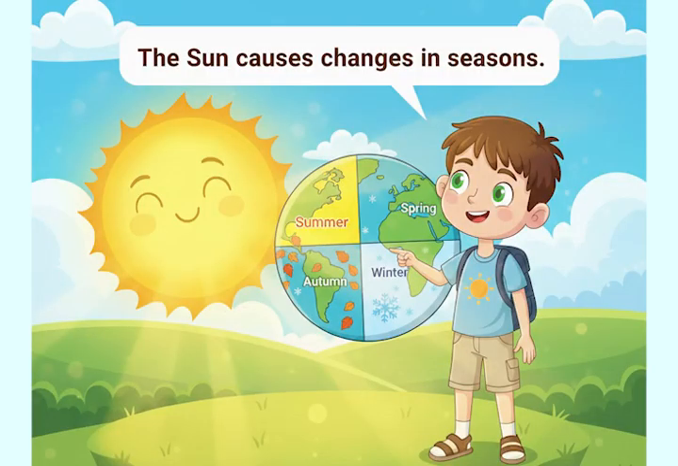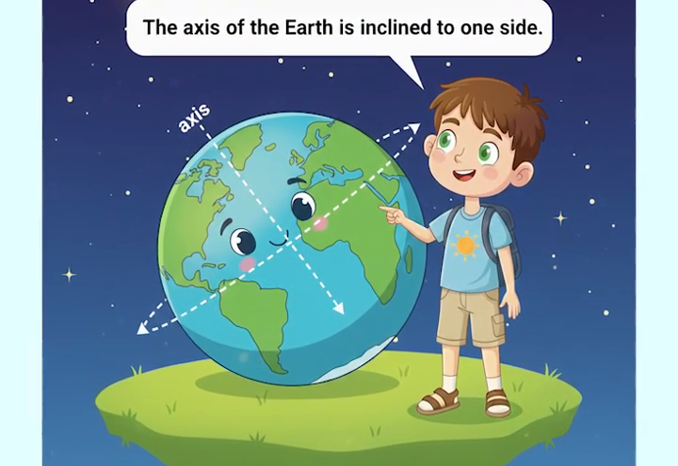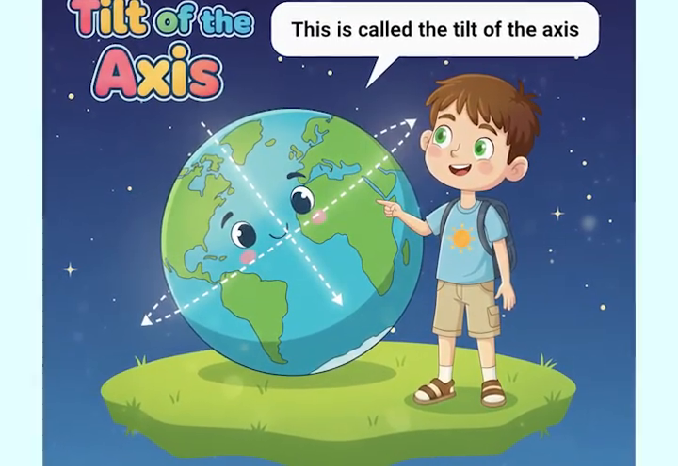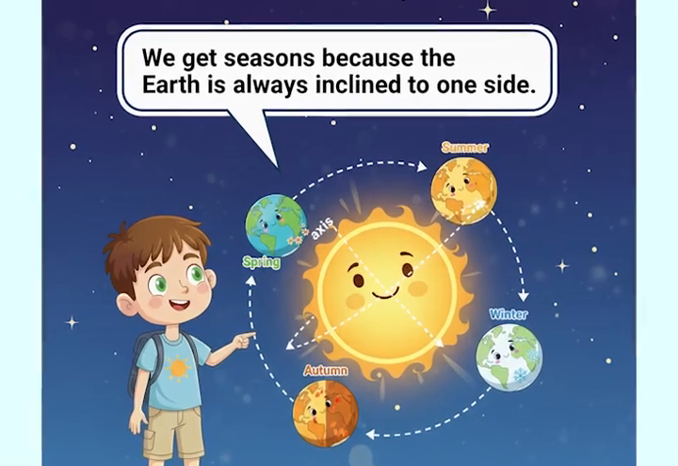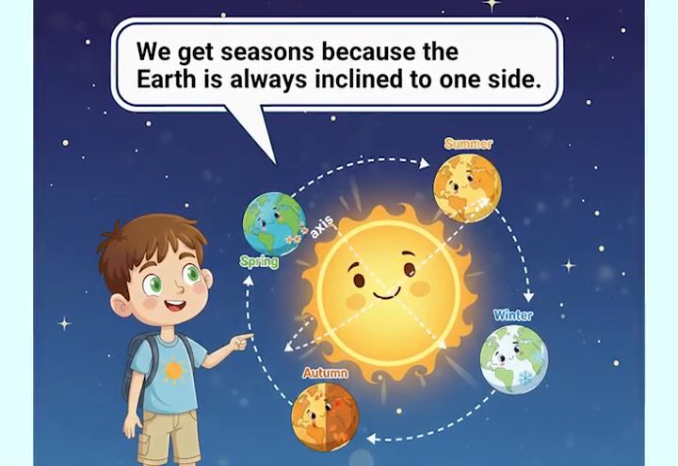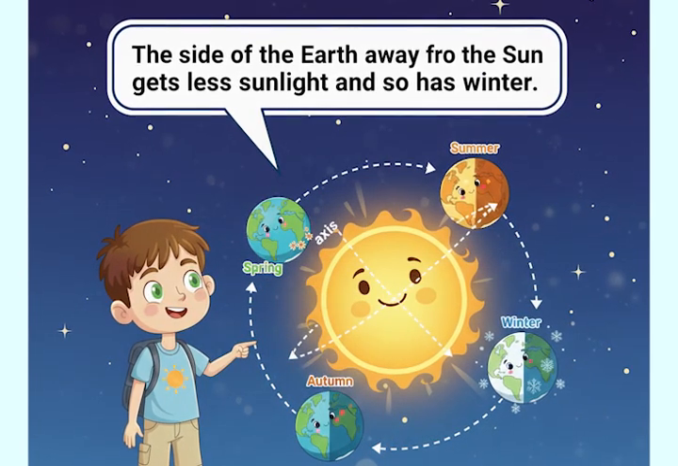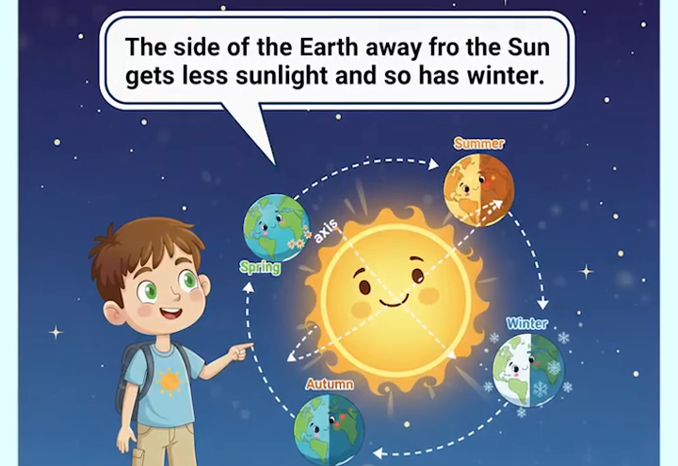The sun causes changes in seasons. The axis of the earth is inclined to one side. This is called the tilt of the axis. We get seasons because the earth is always inclined to one side. The side of the earth inclined closer to the sun gets direct sunlight and so has summer. The side of the earth away from the sun gets less sunlight and so has winter.